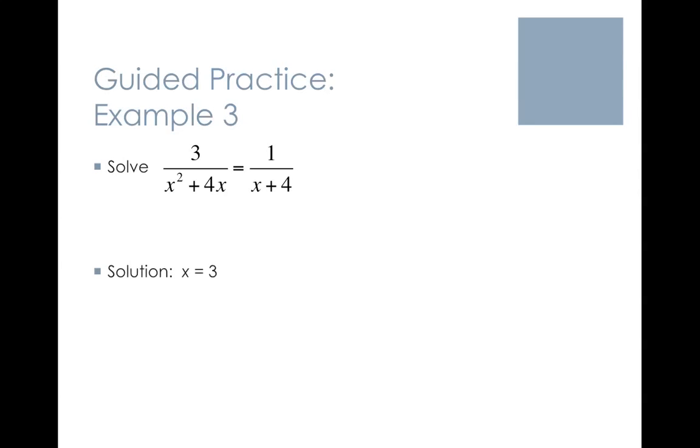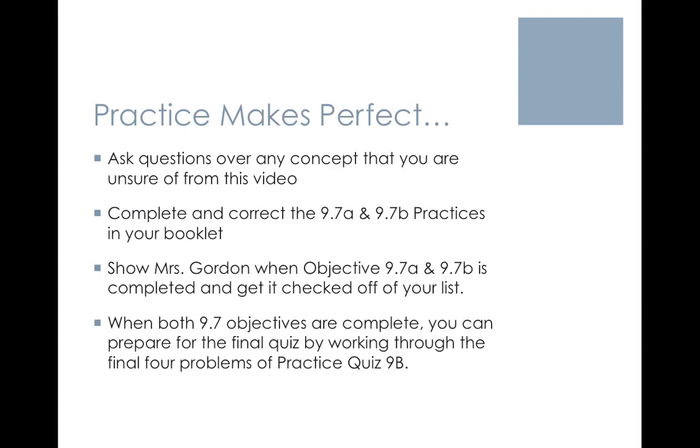All right, so if you take the 3 times the x plus 4 here, and make sure you distribute that 3, and then the 1 times the x squared plus 4x here, and then solve the equation that you end up with, you should end up with a solution of x equals 3. Remember to check the answers so that you are not including extraneous solutions in your final answer. X equals 3 is the only value that is actually going to work in this equation. All right, so that should give you the information you need to be able to solve rational equations.